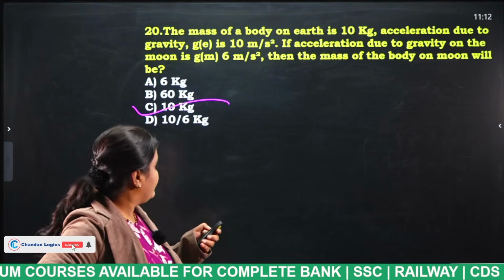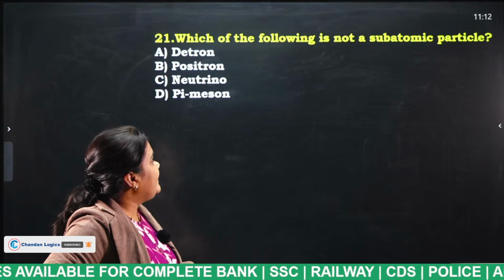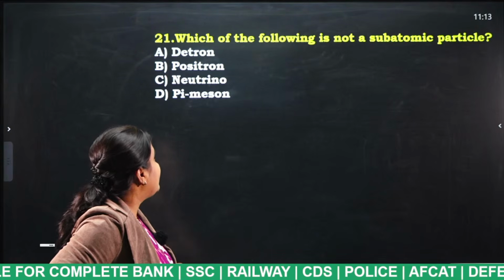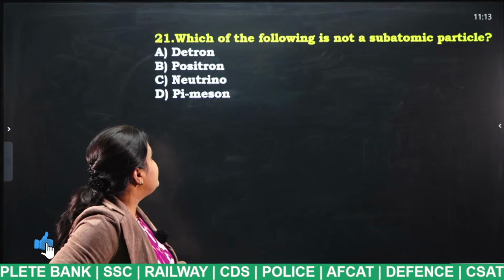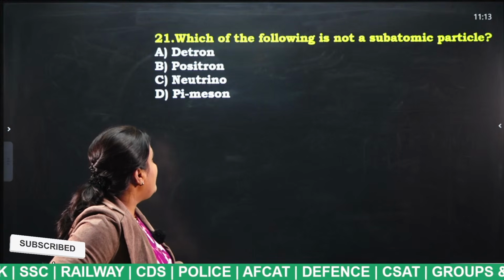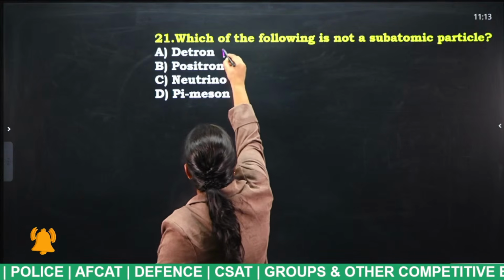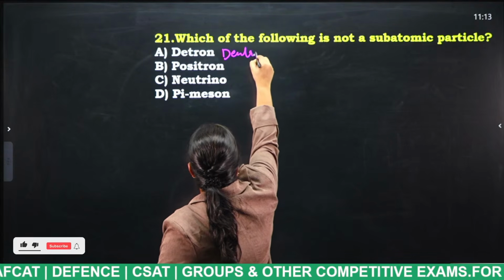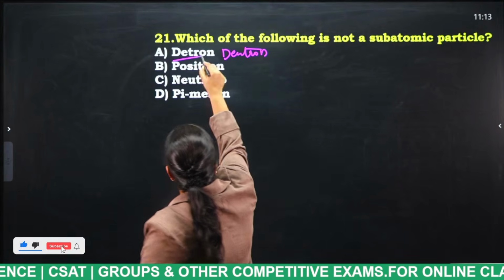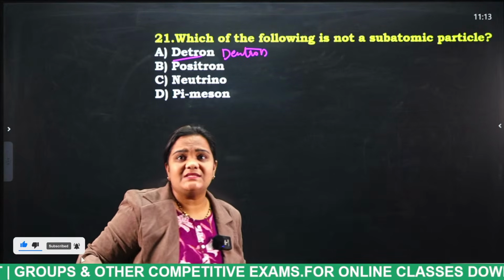Next, which of the following is not a subatomic particle? Deuteron, positron, neutrino, pi meson. Now tell me, actually this is deuteron. This is deuteron. Tell me, what is the answer for this question?